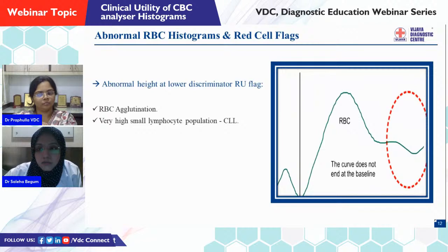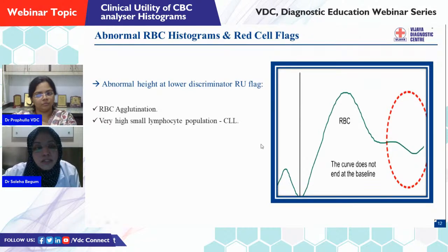Let us see the second variation. Here, the graph is not ending at the baseline. Instead, it is abruptly ending somewhere in the middle. This means that there is some population of cells which is larger than an RBC, and the upper discriminator is unable to decide on the placement, and hence the graph ends abruptly.